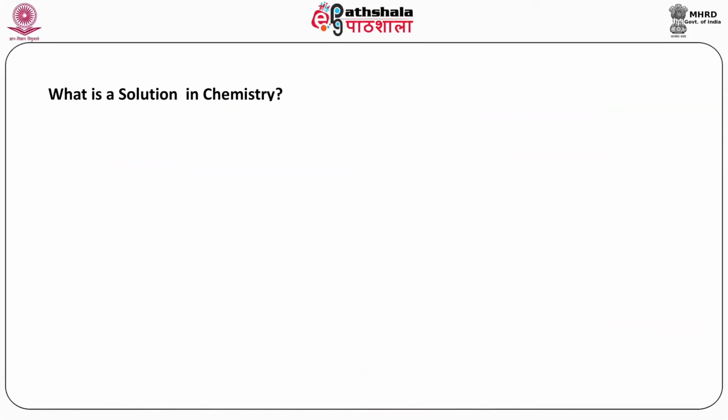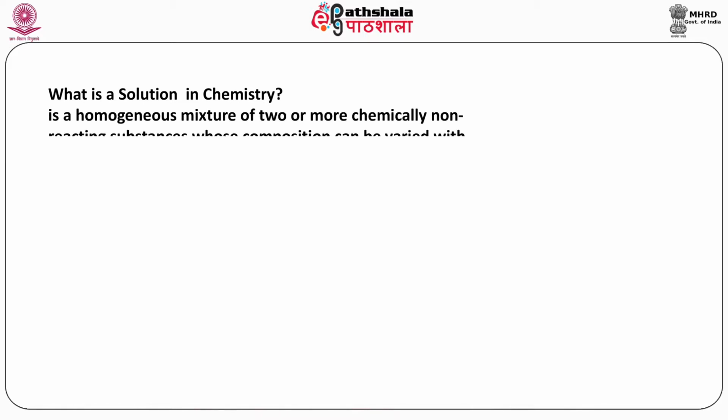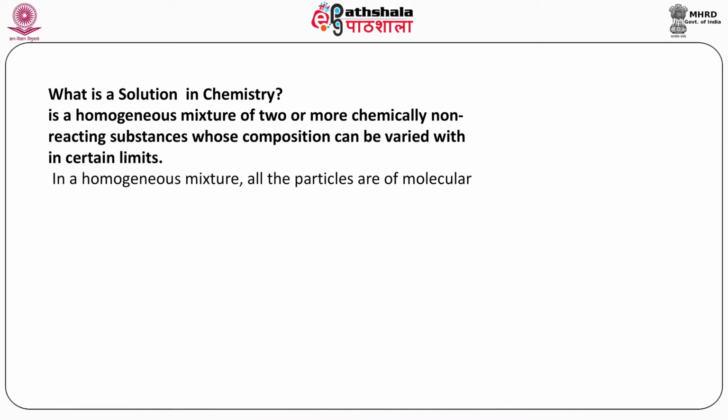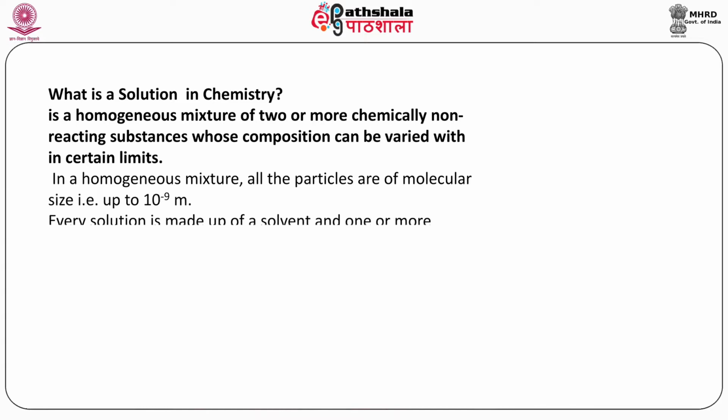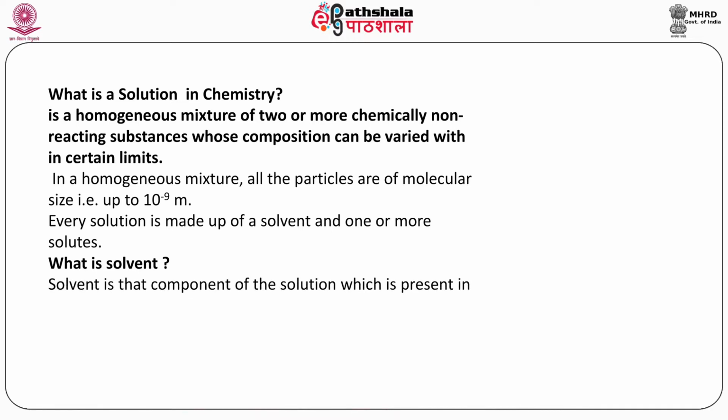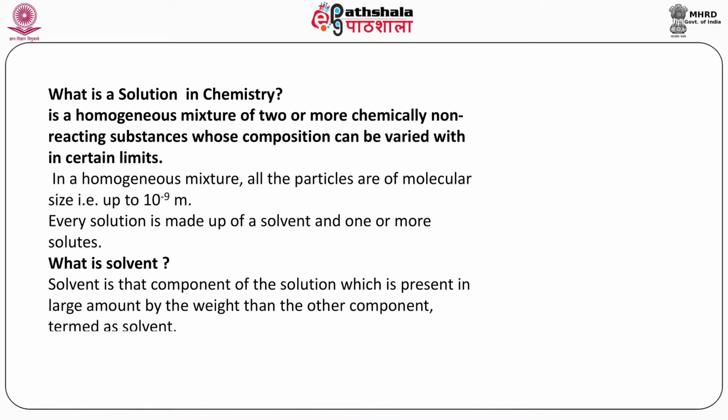A solution, in chemistry, not a problem and solution in general English terminology, is a homogeneous mixture of two, or it could be more than two, chemically non-interacting substances whose composition can vary within certain limits. So, the components should not chemically react, otherwise there will be a chemical reaction. In a solution the components are non-interacting, but the concentration of each one can be different.